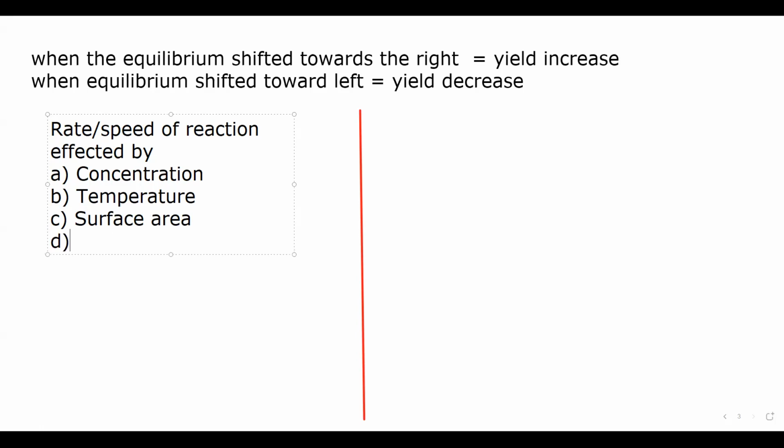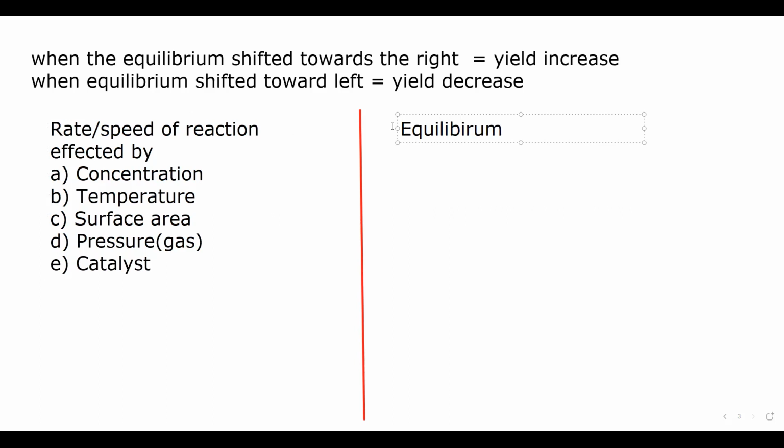If you increase the pressure, the rate will also increase, but again, it is valid for gases only. The rate of gases is affected by pressure. And if we are using a catalyst, the rate will also increase. But the factors which affect the equilibrium, so equilibrium is affected by only three of them. Number one, concentration.